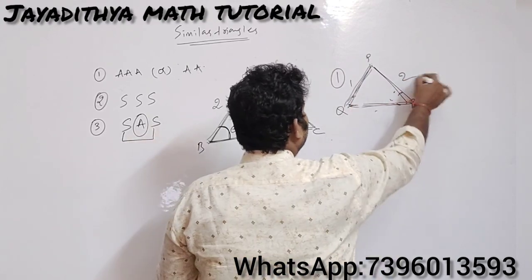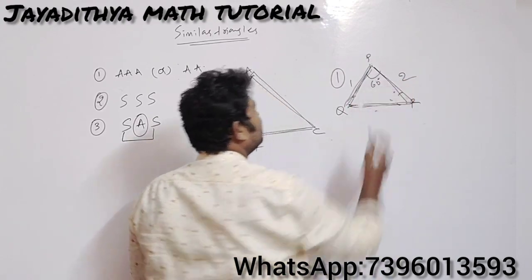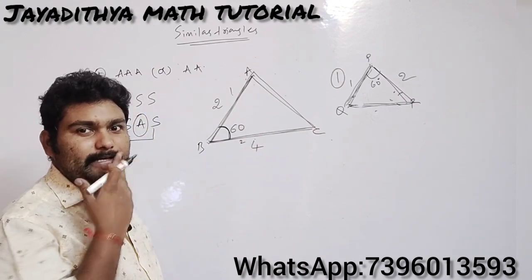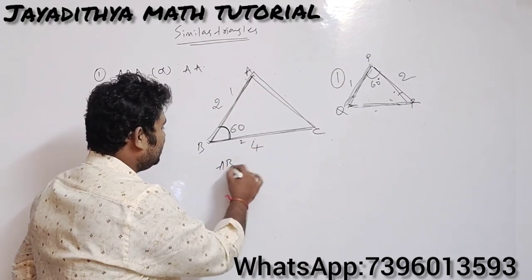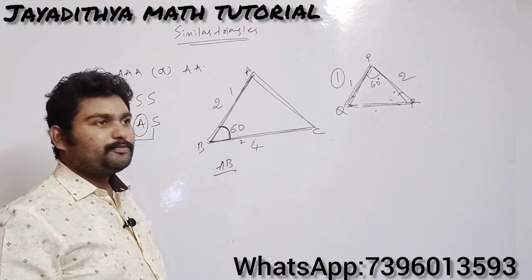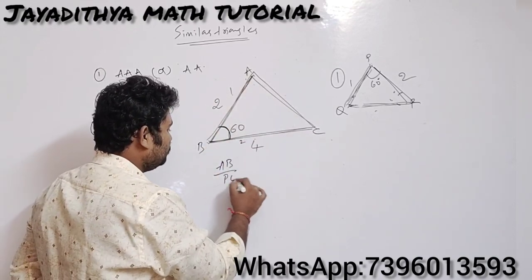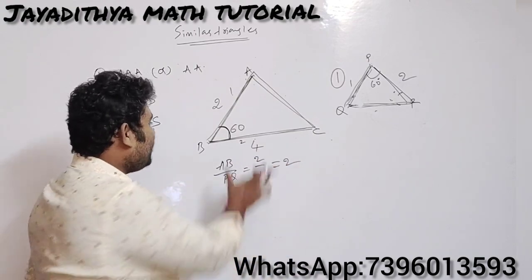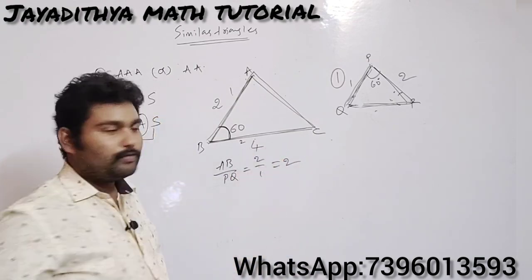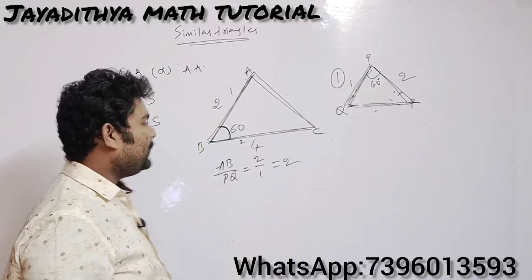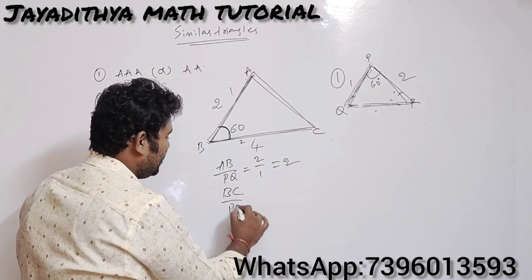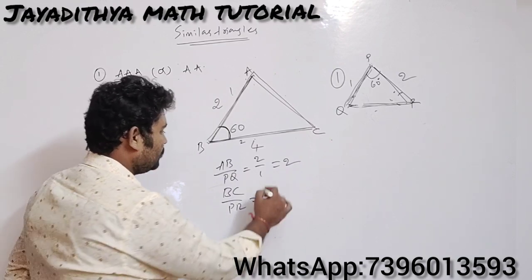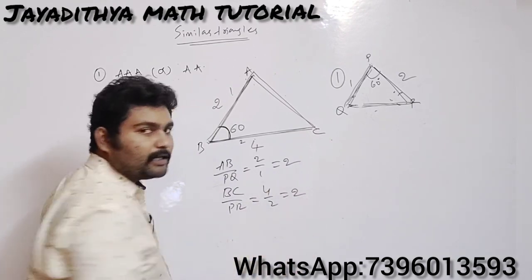Now I am taking this side as 2 and here the angle as 60 degrees. Okay, so first of all you check the angles or corresponding sides. You can check anything. So again you can write AB. What will be AB's corresponding side here? Obviously that is again PQ, which is equal to 2 by 1, which is equal to 2. Okay, and what is the corresponding side of BC now? The corresponding side of BC will be PR. So BC by PR is equal to how much? BC by PR will be 4 by 2, which is again 2.